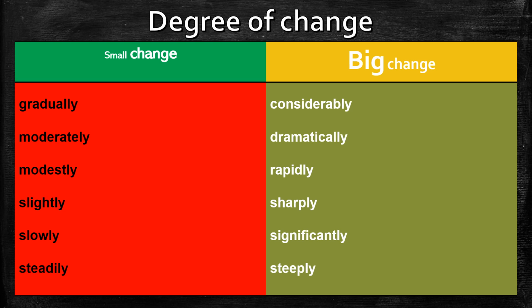And if the change is big, for example, the sale of mobile phones was 200 in the first month and it went up to 500 or 600 in the next month, from 200 to 600, the difference is big. So when there is a big change, you will use the words considerably, dramatically, rapidly, sharply, significantly, and steeply.